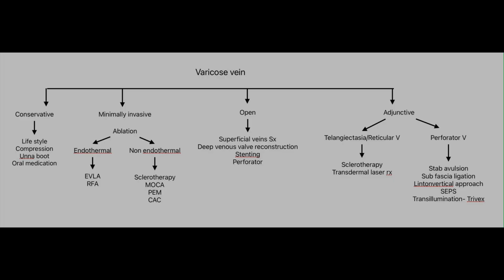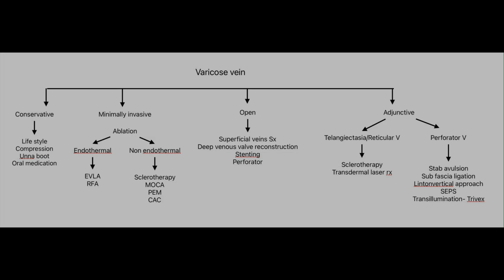The open methods are the superficial vein surgery, that is the Trendelenburg procedure, deep venous valve reconstruction, stenting, and the perforator surgeries. In adjunctive therapies, telangiectasia and reticular veins are treated by sclerotherapy and transdermal laser treatments, and the perforator veins are treated by stab avulsion, subfascial ligation, Linton's vertical approach, SEPS, and transillumination.